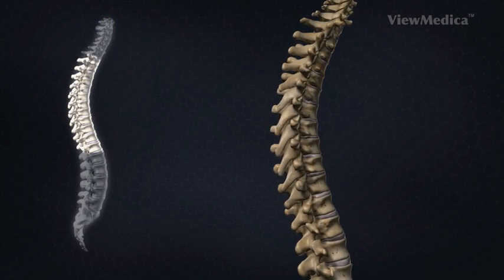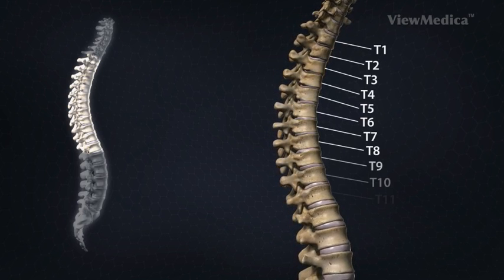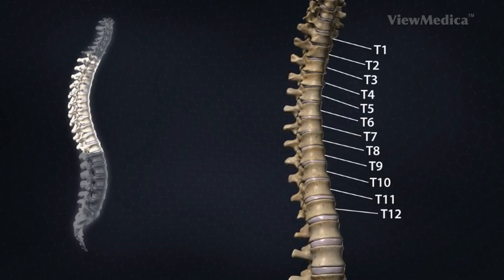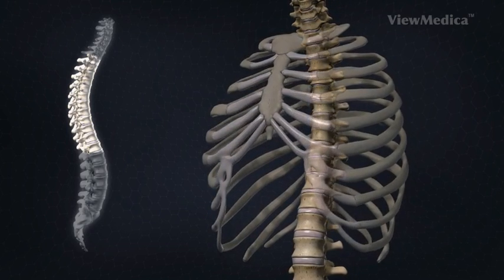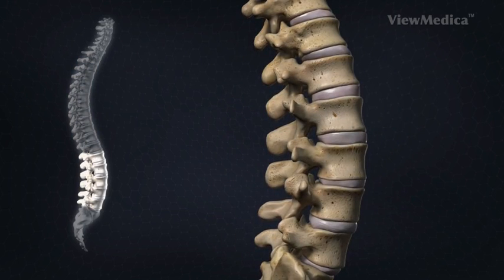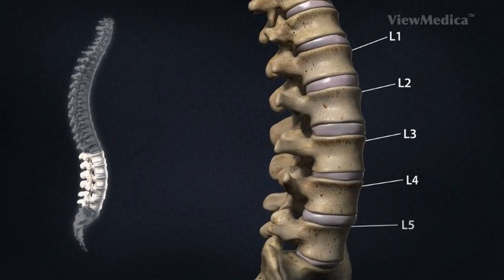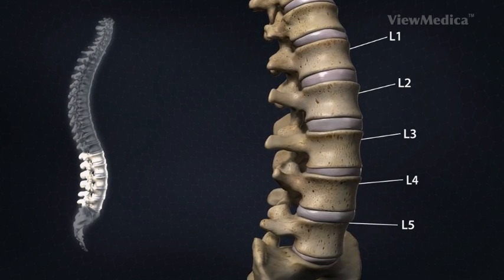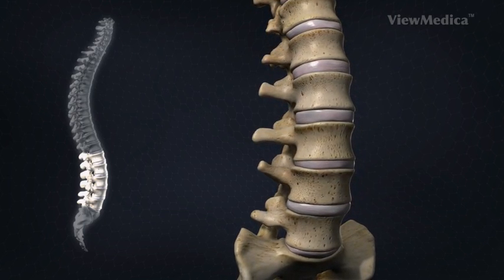The thoracic region, located in the mid-back, consists of 12 vertebrae, labeled T1 to T12. These vertebrae serve as attachment points for the rib cage. The lumbar region, commonly called the lower back, consists of 5 vertebrae, labeled L1 to L5. This is the main weight-bearing section of the spinal column.